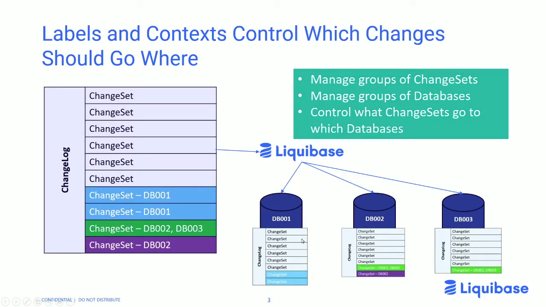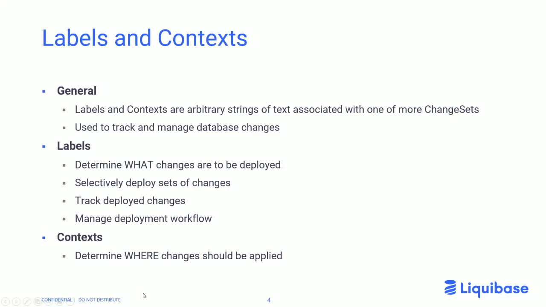All right. So labels and contexts are used to control which changes should go where. They enable us to manage groups of change sets, groups of databases, and then define which of those change sets should be on which particular database. Now they operate in a pretty straightforward manner. A label or a context are essentially arbitrary strings of text associated with one or more change sets. They're effectively tags on the change set that allow us to track and manage the database changes that we're dealing with.